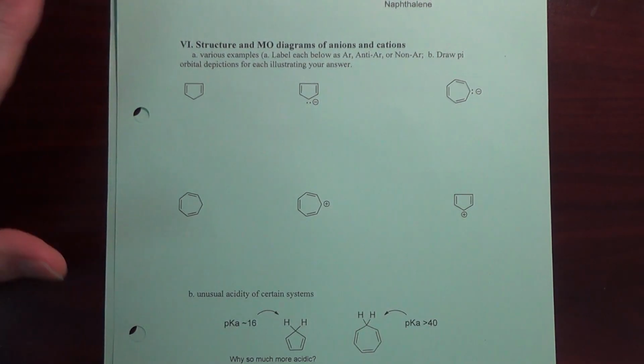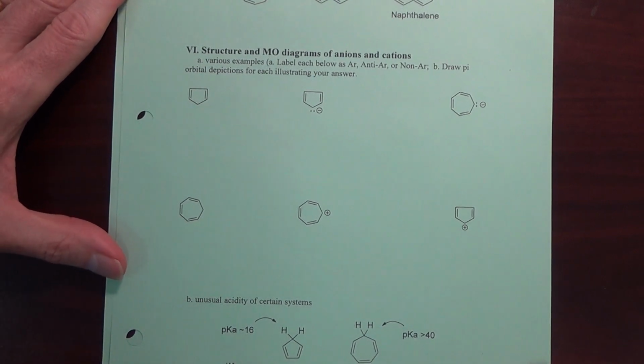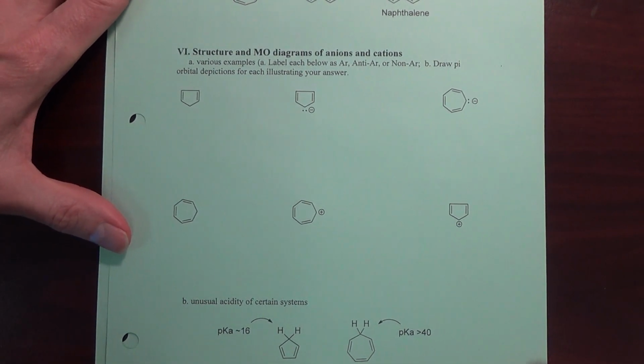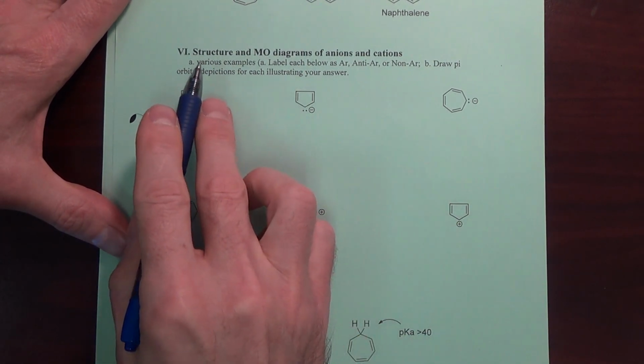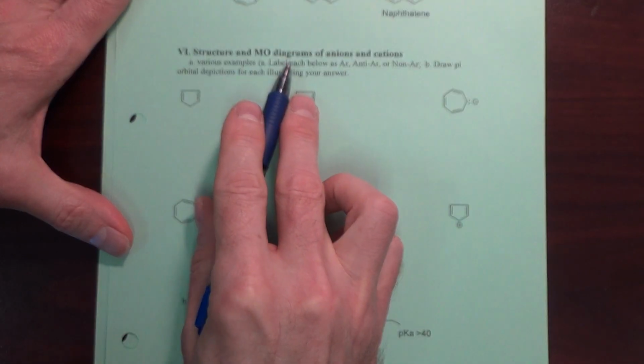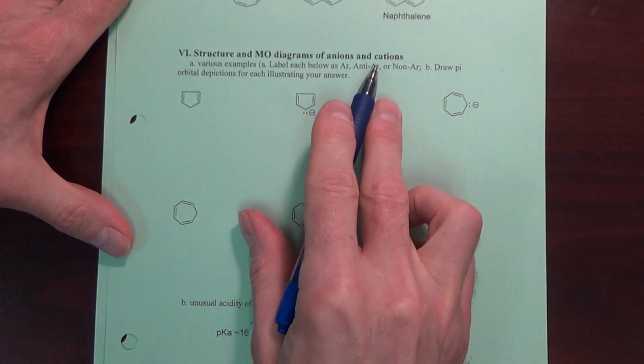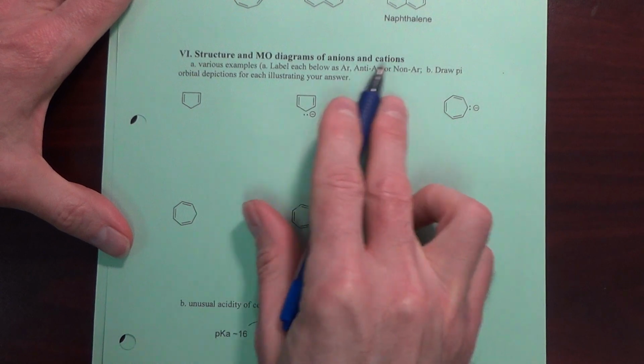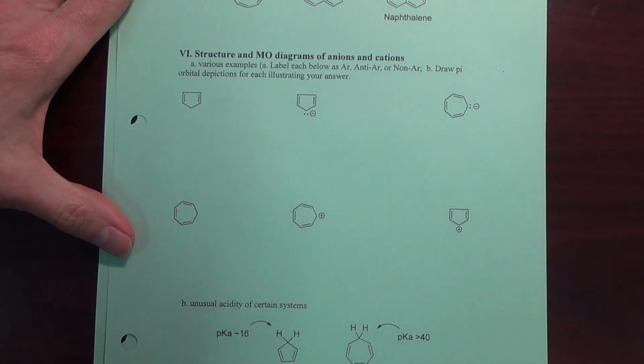Hi guys, let's continue with aromaticity. And let's pick up here with structure and molecular orbital diagrams of anions and cations, basically charged molecules. And we will see that charged molecules can indeed also be aromatic or anti-aromatic, or actually non-aromatic.